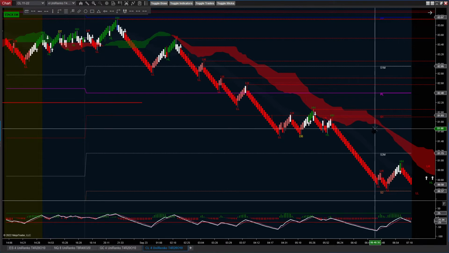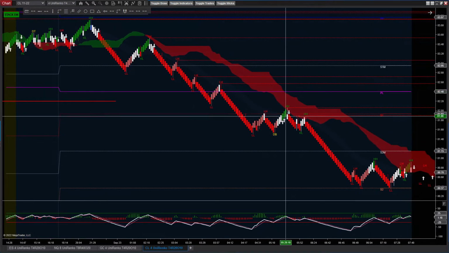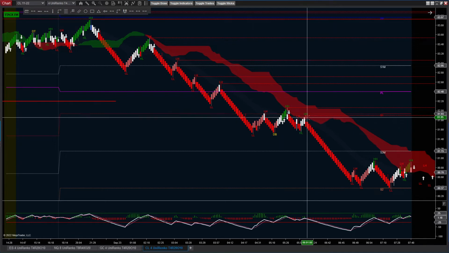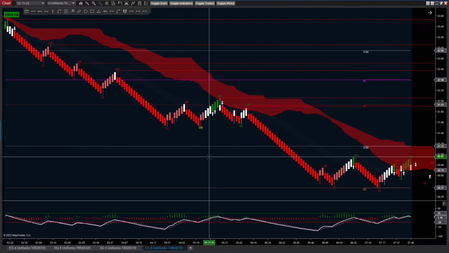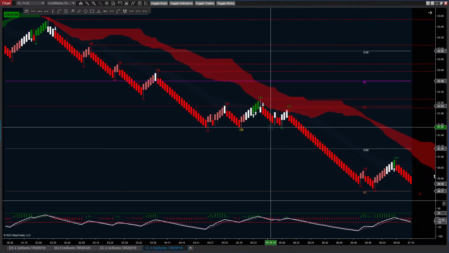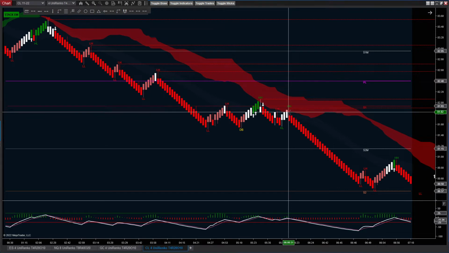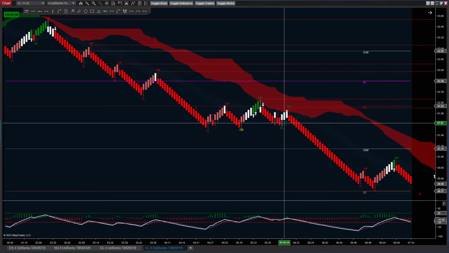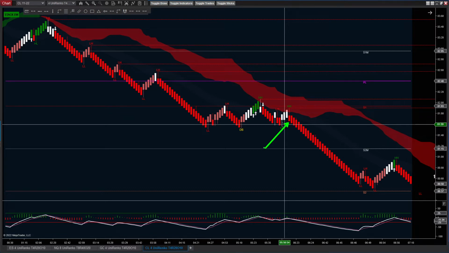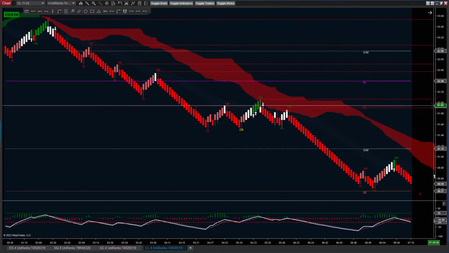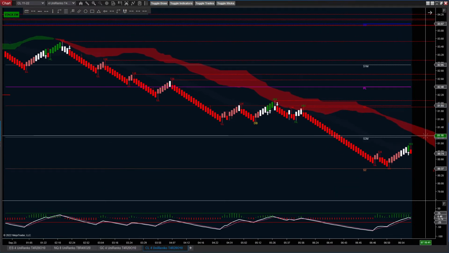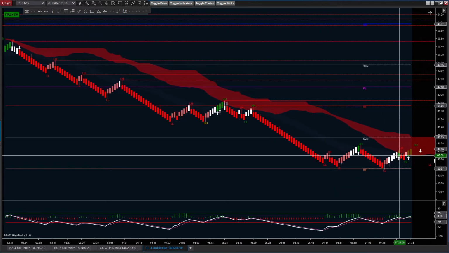Okay. So that one was one, and then you have another wick out of the cloud. This one doesn't touch the cloud. It's very close, but it's not touching the cloud, right? This one, it goes in the cloud and then out of the cloud. So that one there is a good entry. Pretty simple to identify. Right there, you have another one.